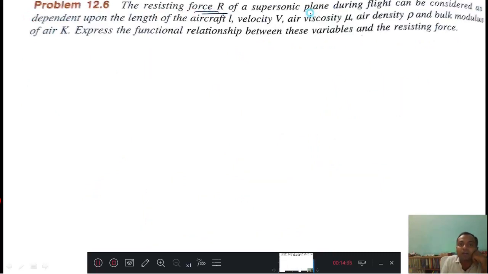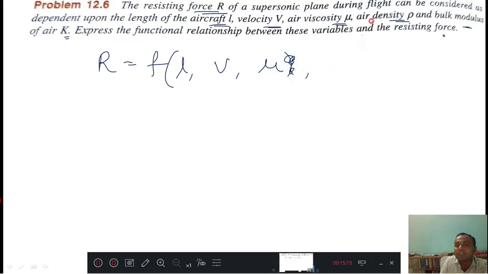Here the resisting force R of a supersonic plane during the flight can be considered as dependent upon the length of the aircraft L, velocity V, viscosity mu, density rho and bulk modulus K. Express the functional relationship between these variables and resisting force. See, resisting force R is a function of the length and velocity, dynamic viscosity and air density, and then bulk modulus. You need to first write all the dimensions, and after that you will get it. I will give the final answer, you just cross check it.